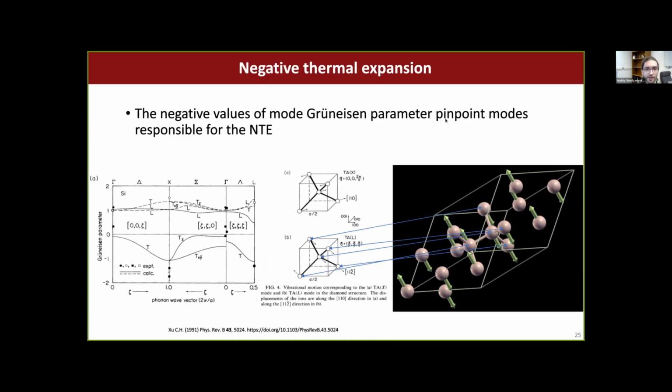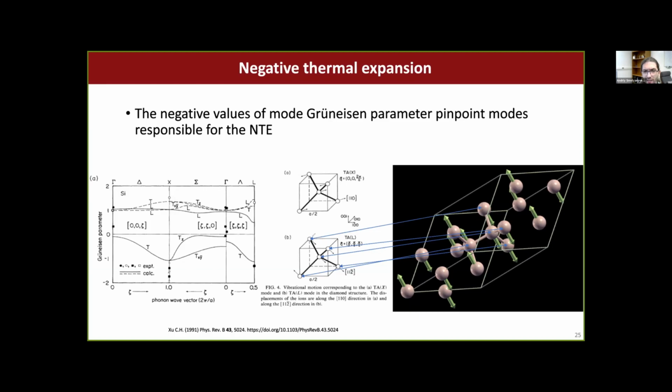And with the tools we have available, we can actually go into details of why it's happening and what is responsible for that. One useful quantity for that is the Grüneisen parameter. For a harmonic model, the Grüneisen parameter is zero. But you might wonder, can the Grüneisen parameter be negative? And yes, it can. A negative Grüneisen parameter shows you which modes are responsible for negative thermal expansion.